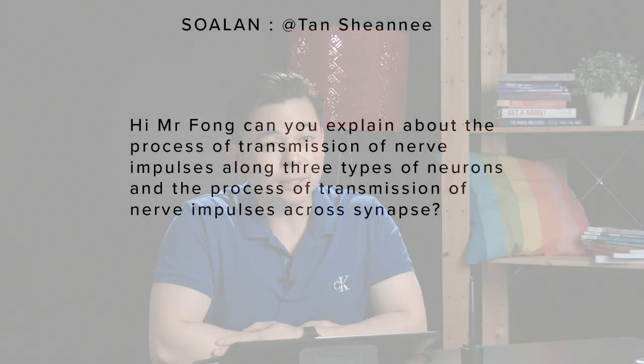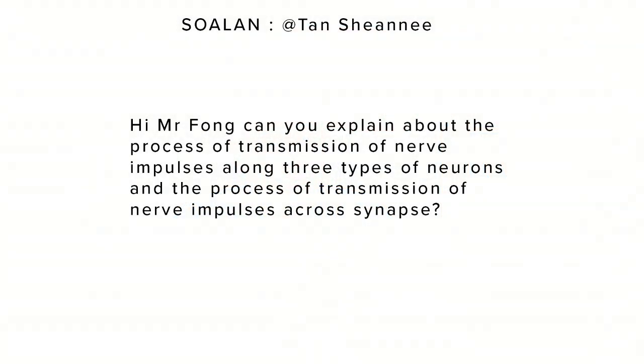Okay, so for number 1, this question is from Tan. Can I explain about the process of transmission of nerve impulses along 3 types of neurons and the process of transmission of nerve impulses across synapse? Okay, I think I will try to answer your first question.